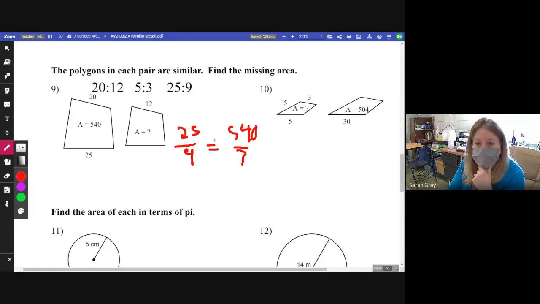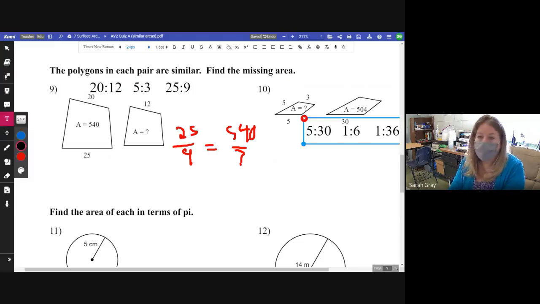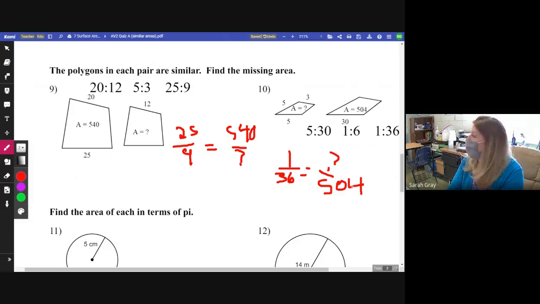Okay, we still got 5 minutes. You guys are packing up on me. And in here, 5 to 30, 1 to 6 is the original ratio. Square that because we're looking at areas. So 1 over 36 equals question mark over 504. And then you solve that.